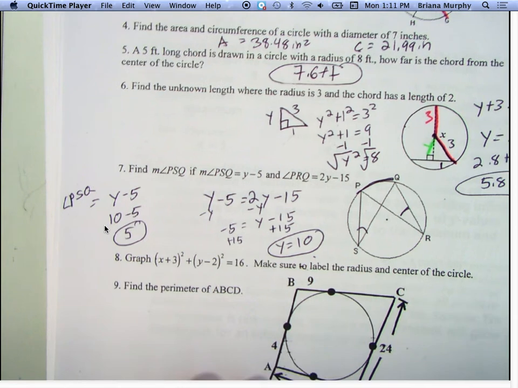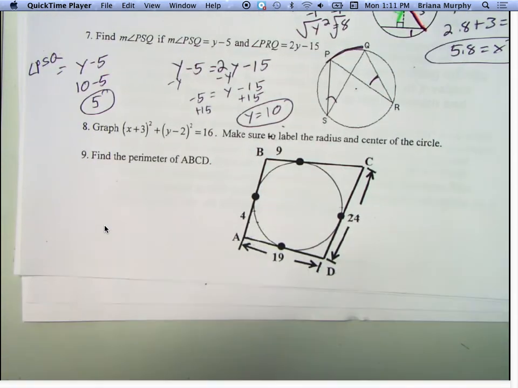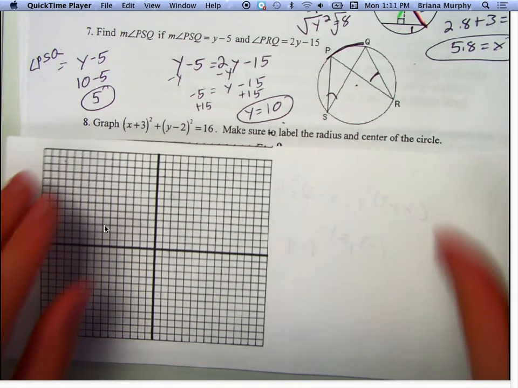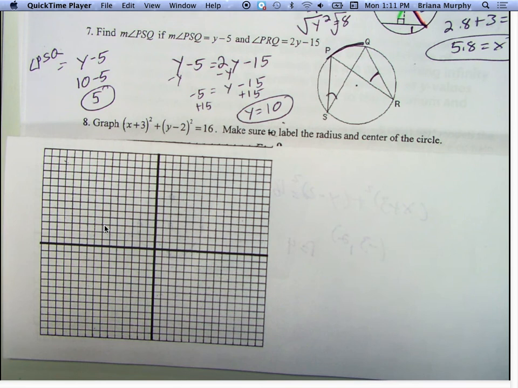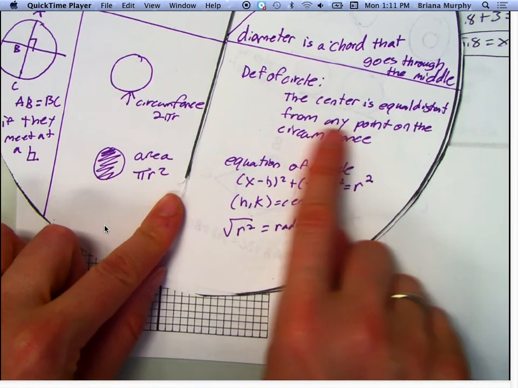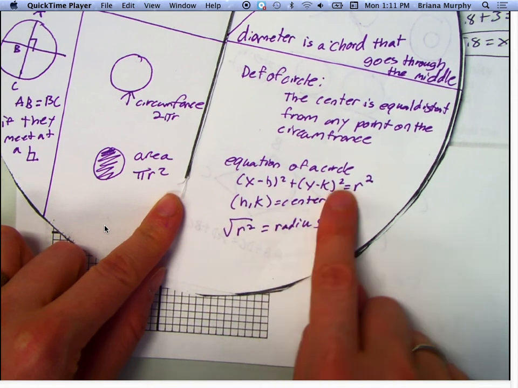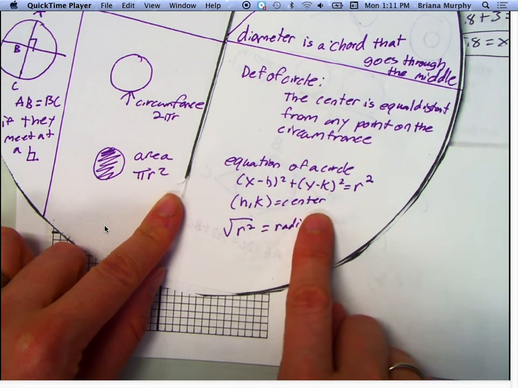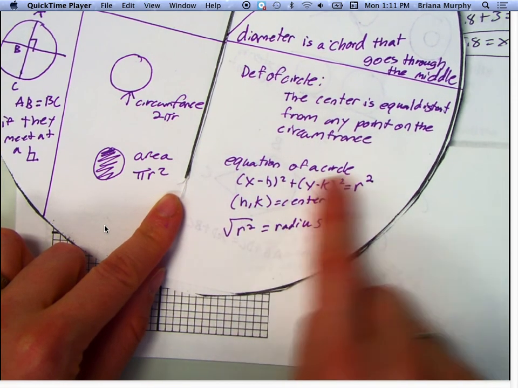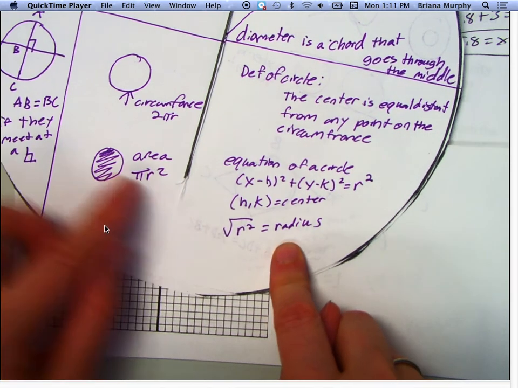All right, let's graph a circle. Where's my equation of my circle? What page do you think it's on in your circle book, guys? It is on the first page. It's right here. Equation of a circle. So we're going to do the opposite of h and k. It's going to be my center. And the square root of the thing that equals is going to be my radius.